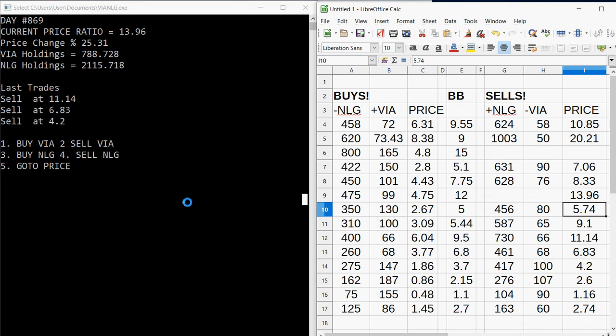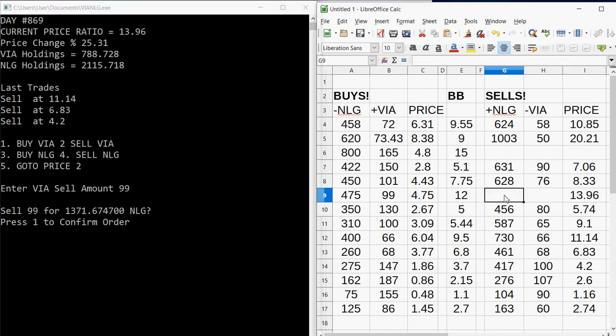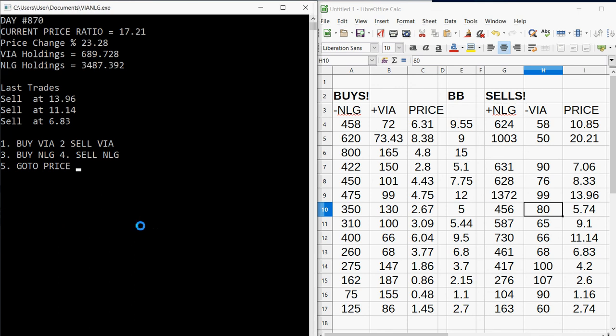And it looks like it's going to be the exact same thing. I'm just going to sell the 99 VIA off and take the complete profit. And that's from 475 going to 1372. That's not too shabby. Confirm that order. Market's up 23%. I guess we could just do this one while we're at it.